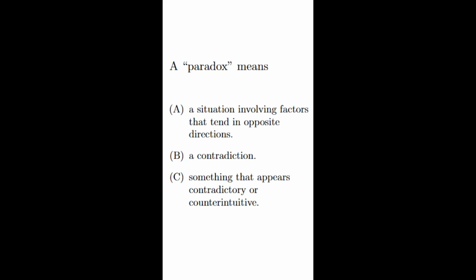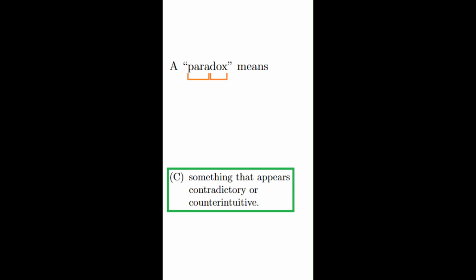Question 3. Complete the sentence. A paradox means... Here are your options. The answer is C. In the word paradox, the para has the idea of contrary to, and the dox carries the idea of what one would think to be the case.